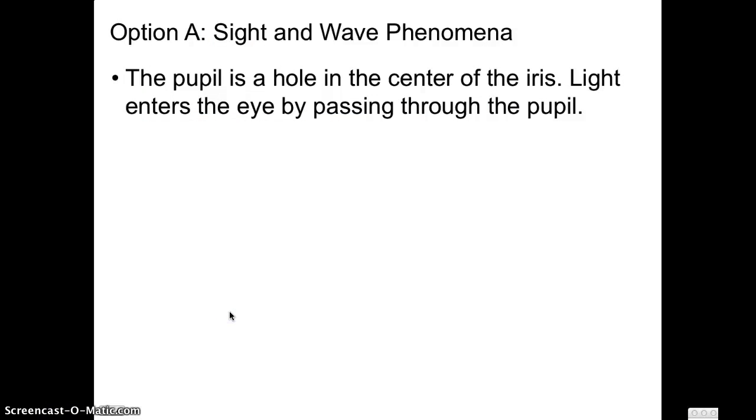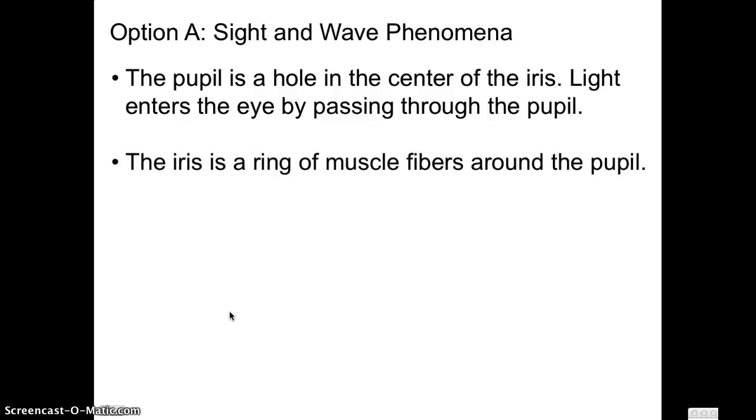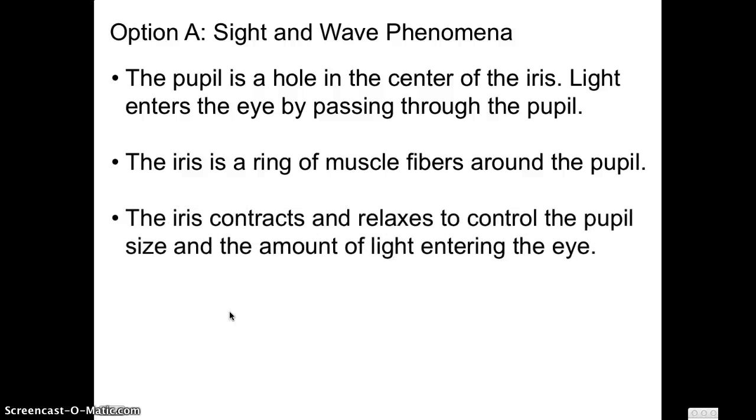The pupil is a hole in the center of the iris, like was stated previously. When light enters the eye, it passes through the pupil. The iris is a ring of muscle around the pupil, and in fact, the iris is very similar to the ciliary muscle. It's just another sphincter muscle, another circular muscle, which contracts and expands. The thing is, when the iris contracts and expands, it controls the pupil size, and by doing that, it changes how much light enters the eye.